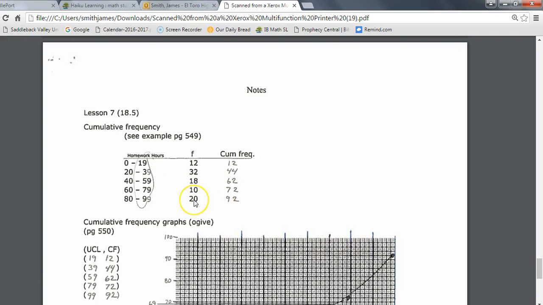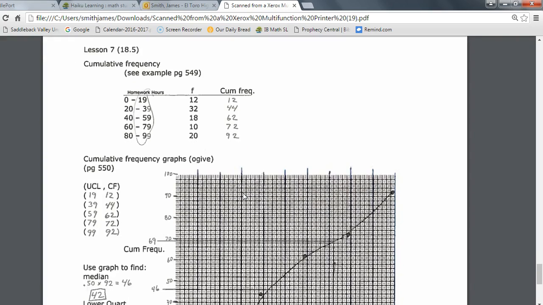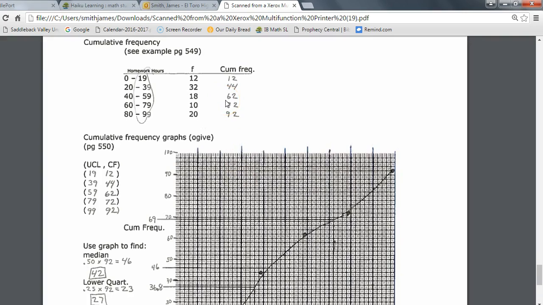And then finally we have the last group of 20 that we add in. So there is a total of 92 from everywhere from 0 to 99 hours of homework. And so this is our cumulative frequency column. And again, we just added as we went. So this is the cumulative frequency table, and what we're going to do with that is we're going to use it to make a cumulative frequency graph.